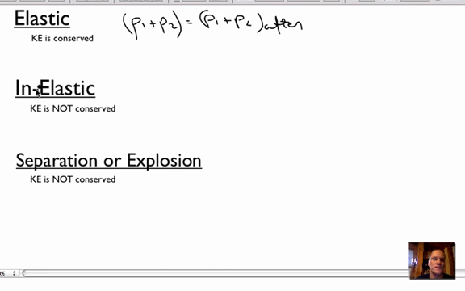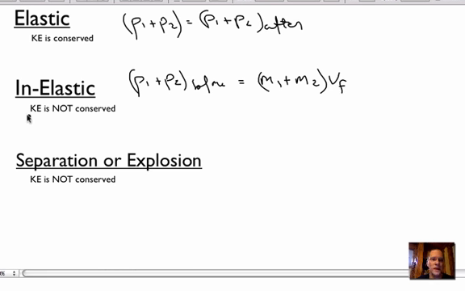In inelastic, they're not bouncing, they tend to stick together. So you have two objects that are initially separate. So this is before. And then after they collide, they tend to stick together. So on the other side, we're going to put the masses together, so m1 plus m2 are stuck together, moving as one final velocity.